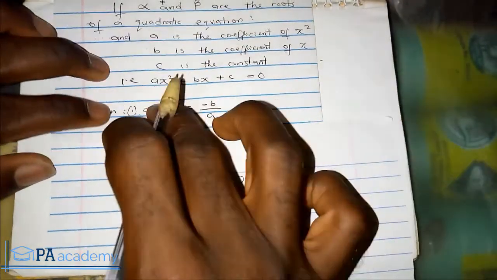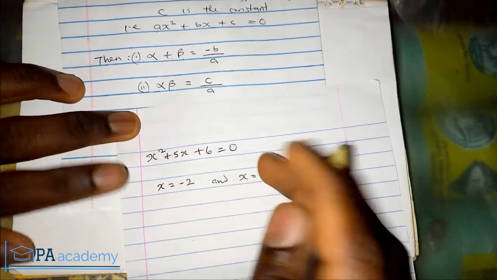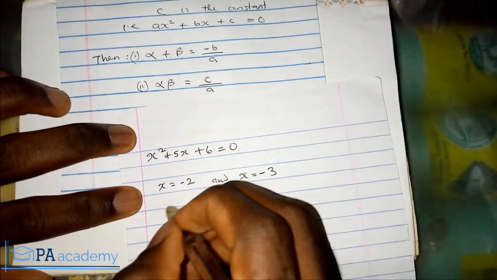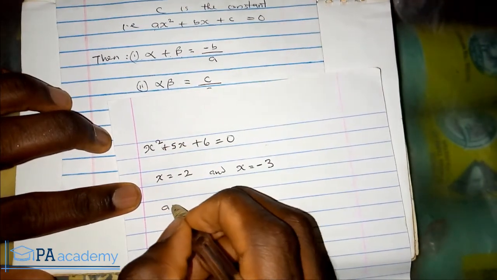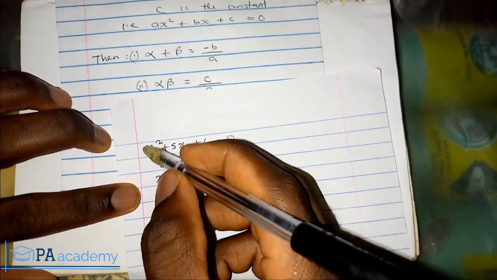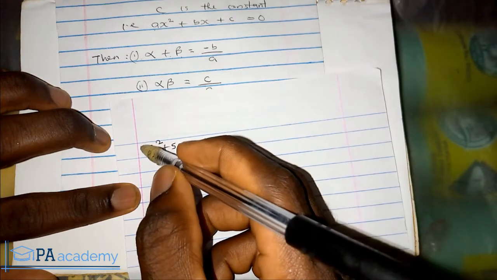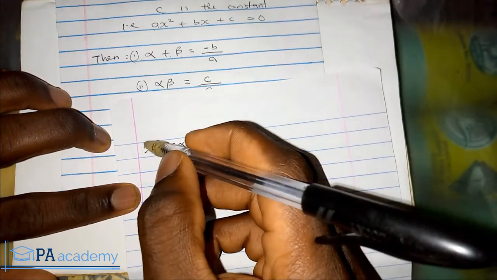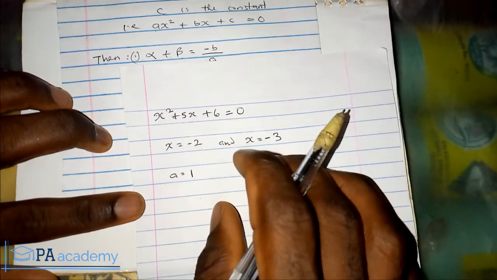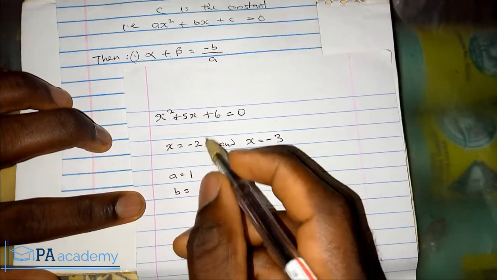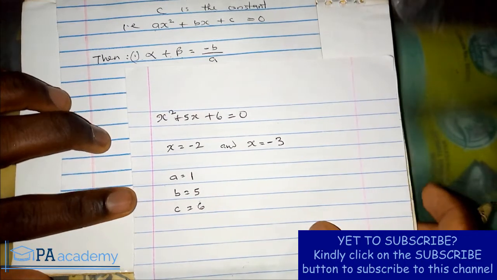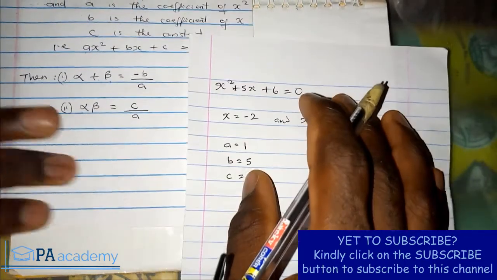So now let's check if this also applies. First of all, let's bring out the values of a, b, and c from this quadratic equation. Our a, which is the coefficient of x squared, is 1. There's no number here, it's always 1. We don't need to write it because it will still be x squared. Then b, which is the coefficient of x, is 5, and c is the constant, which is 6. So we've gotten the values of a, b, and c.